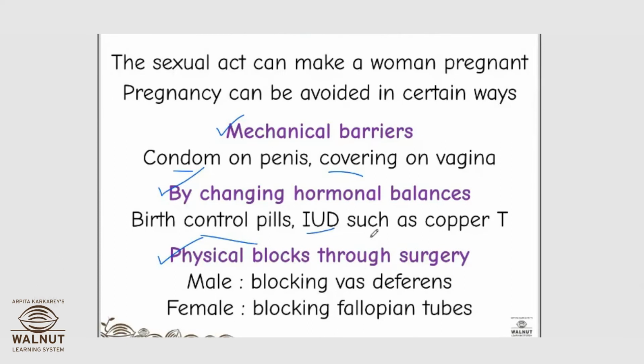IUD is intrauterine devices such as copper T. Physical blocks means with the help of surgery, it can be blocked. In male, blocking the vas deferens. If the vas deferens is blocked, they will not be able to release the sperm. If you remember, in the structure we have seen the vas deferens taken out from the scrotum. Isn't it, students? Then in female, blocking the fallopian tube. If the fallopian tube is blocked, they will not release the egg.